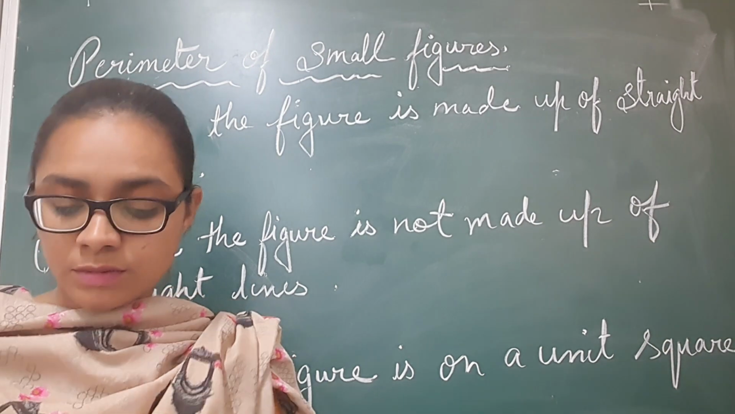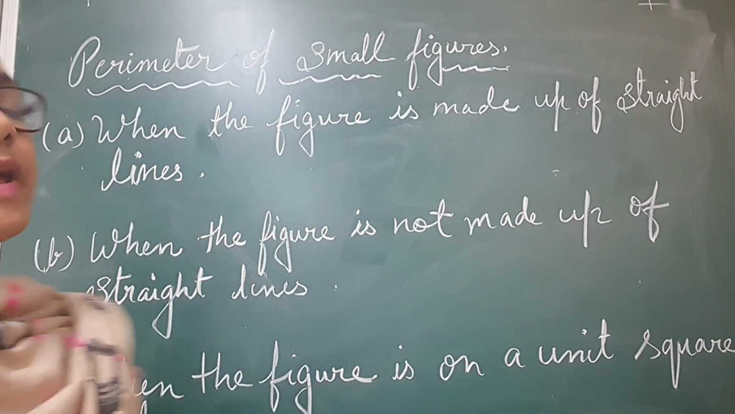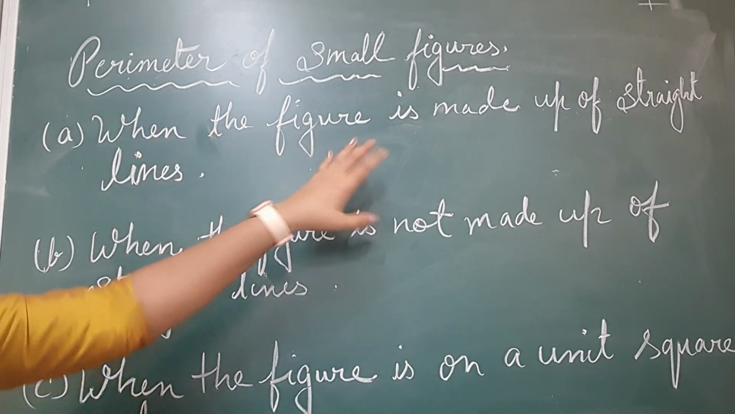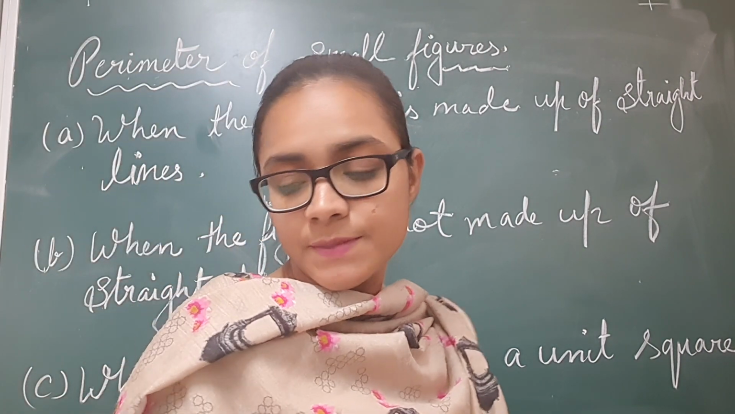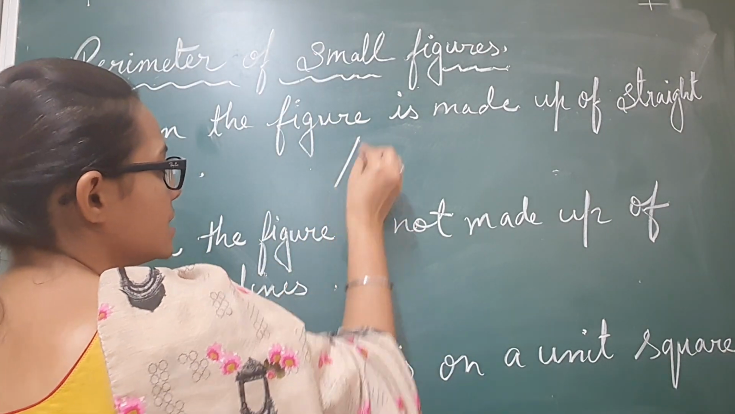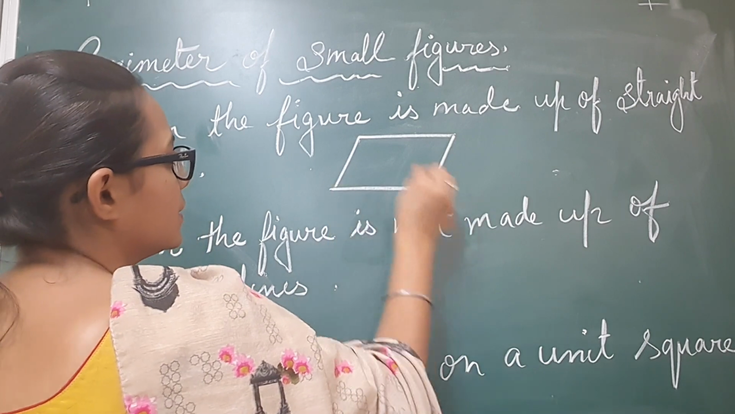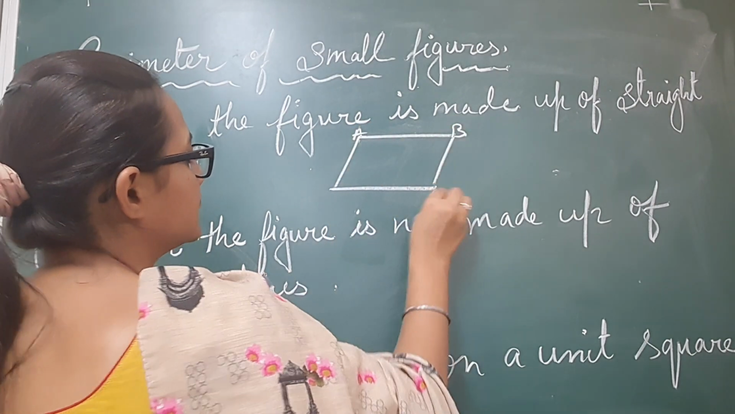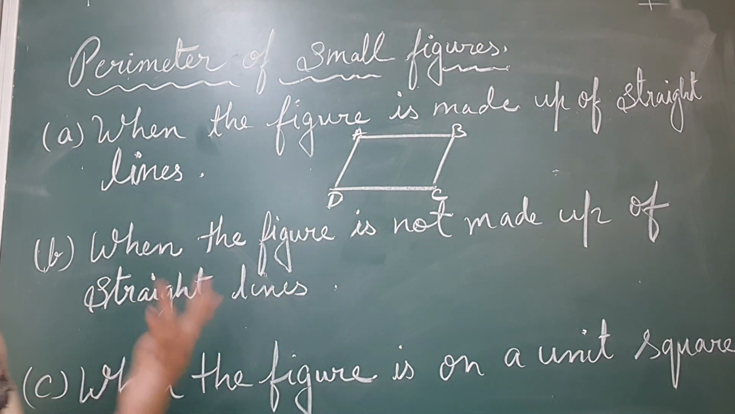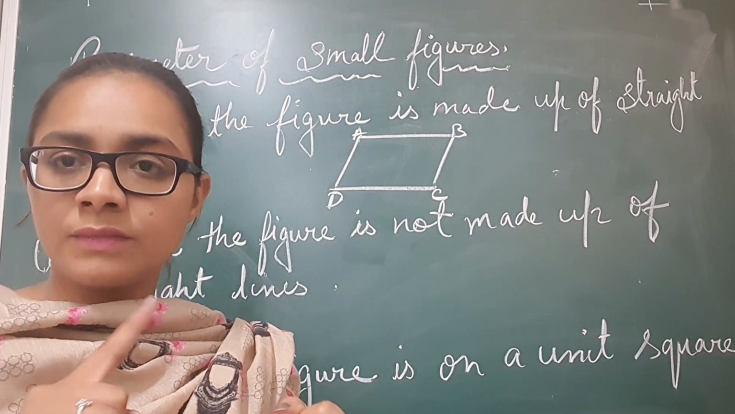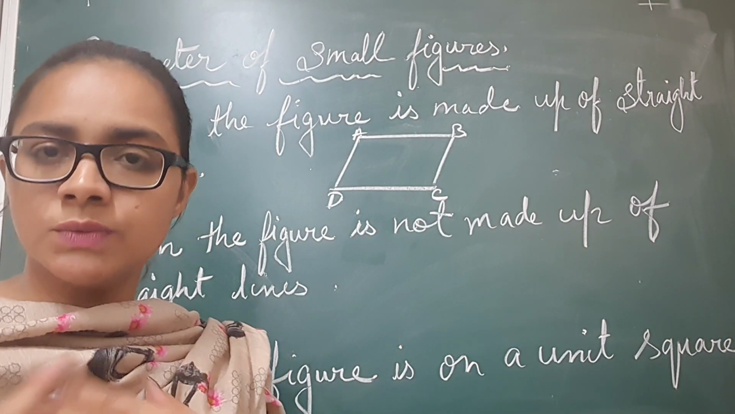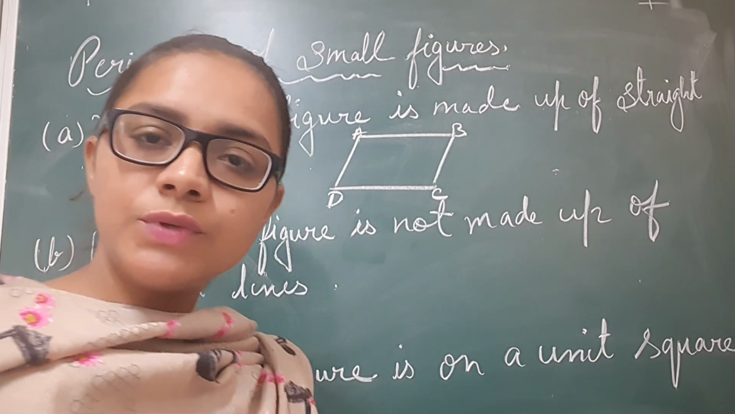Now we will learn how to measure the perimeter of a figure. There are three types of figures. First, when the figure is made up of straight lines. Suppose we take this figure ABCD. How are we going to measure this? For measuring this, you can use a ruler, a measuring tape or measuring rods.